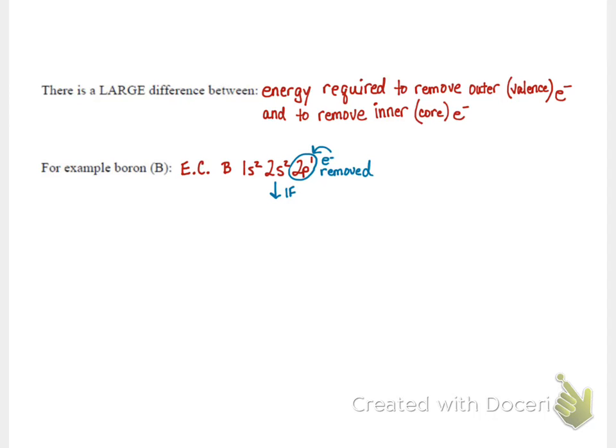If we look on the chart, we see that the IE1, the first ionization energy, the one to remove the last electron in, is 0.8 megajoules per mole. That leaves us with this electron configuration. Now we have boron with a +1 charge. It has lost one electron, leaving 1s2 and 2s2, so it has 4 electrons left. Now we're going to remove another one, and it's going to come out of the 2s orbital.